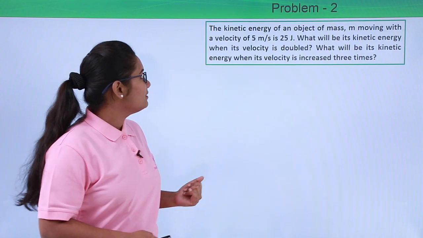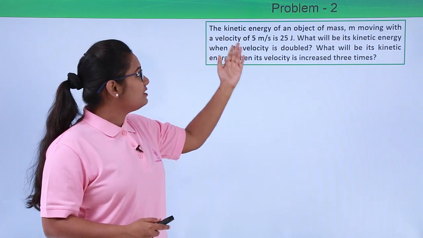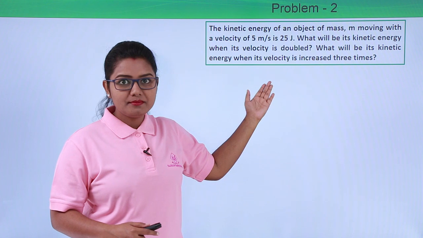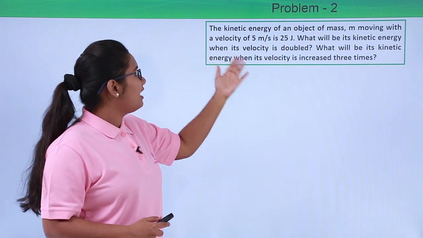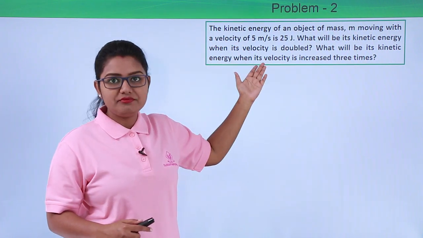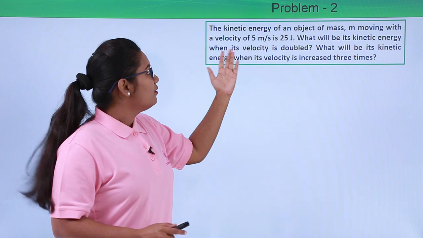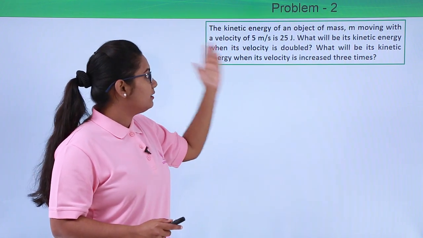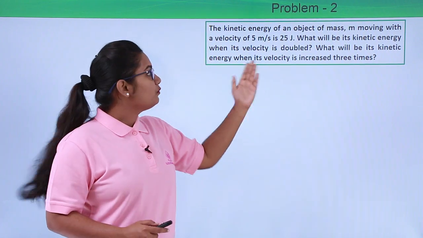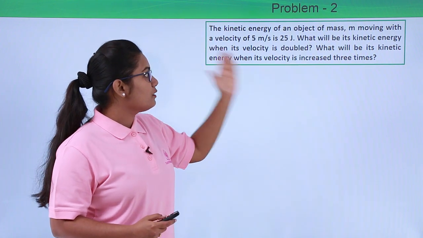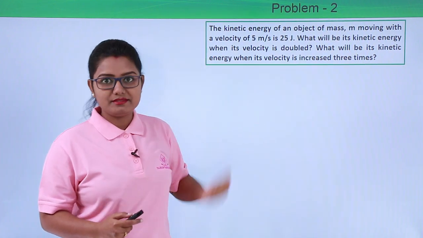So here is the problem which reads: the kinetic energy of an object of mass m moving with a velocity of 5 meters per second is 25 joules. What will be its kinetic energy when its velocity is doubled? And what will be its kinetic energy when its velocity is increased 3 times?